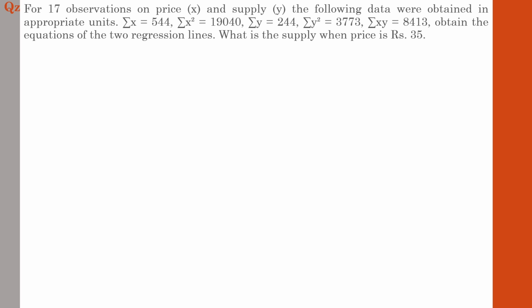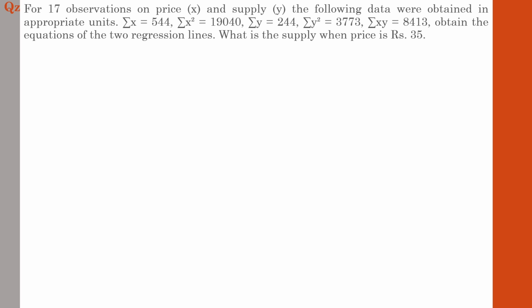So first of all, in the question it is given, what is the supply when price is 35? So here only one part is given, that is, you need to find the value of supply when price is 35. So one equation is needed to find the value of this one. But in the question it is mentioned that you need to find the two regression lines. That means finding two regression lines means finding two regression equations. So let us deal with that part.